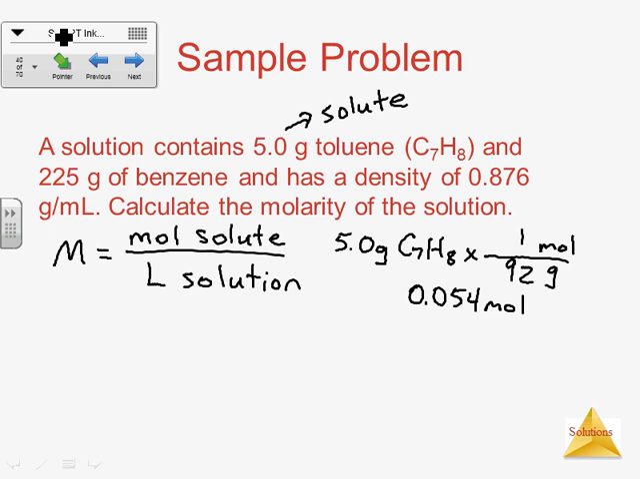Now, how do we find the liters of solution here? We need to add the solute and the solvent together. That's going to be the total mass of the solution, and then what? Use the density, right? So we've got the 230 grams of the entire solution. And then if you do this using dimensional analysis, grams on the bottom, milliliters on the top, and the density is 0.876 grams in 1 milliliter.